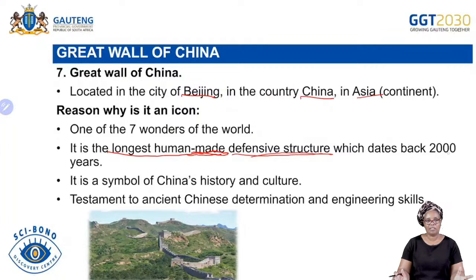So this icon is a testament to ancient Chinese determination and engineering skills. What it shows is that the Chinese were determined people. They were determined to have this longest human-made structure. They've shown their great engineering skills in building these icons. Look here, you can see that this is our icon. We have the longest wall.